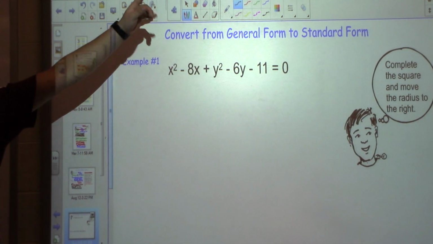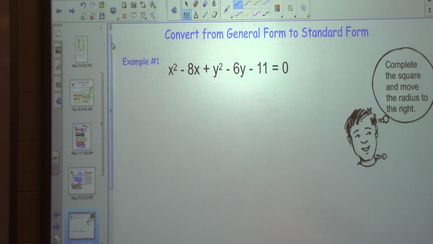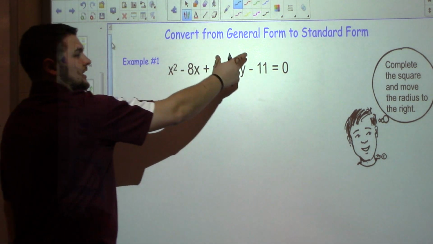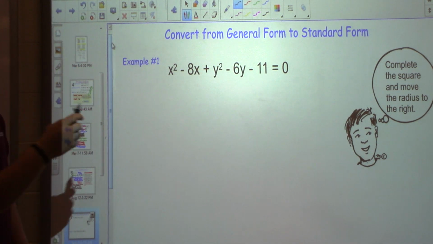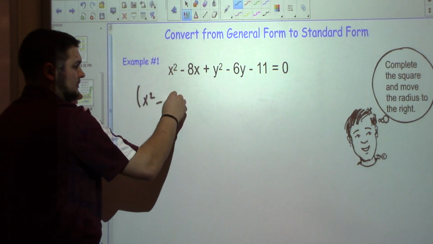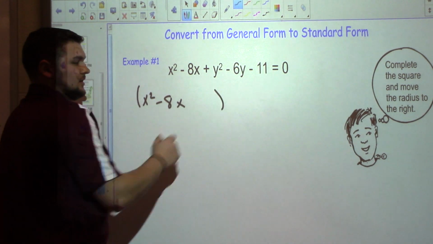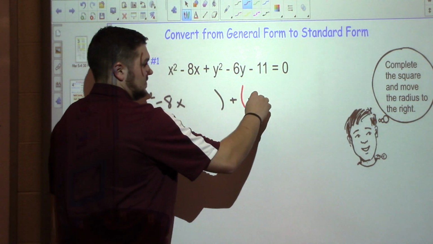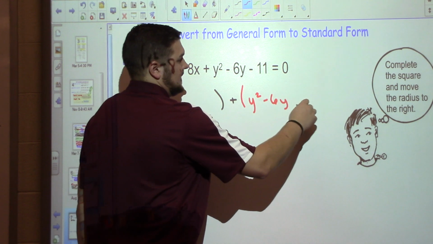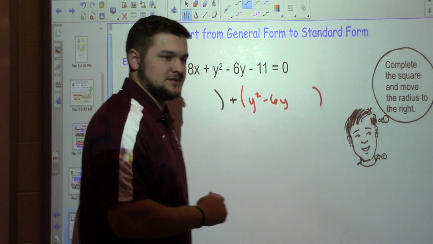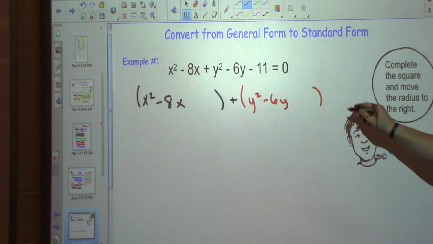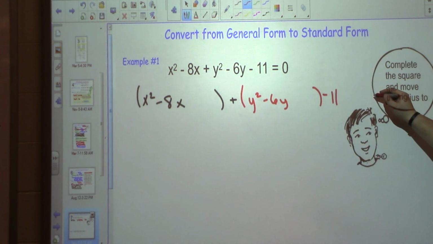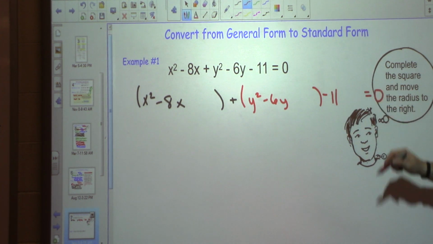So, to go from general to standard, right? We're going to complete the square twice. We're going to do it for our x values and our y values. So what I'm going to do is I'm going to take x squared minus 8x, leave a space, put a parenthesis, plus y squared minus 6y, leave a space, put a parenthesis. And then I get minus 11, leave a bigger space, equal to 0.